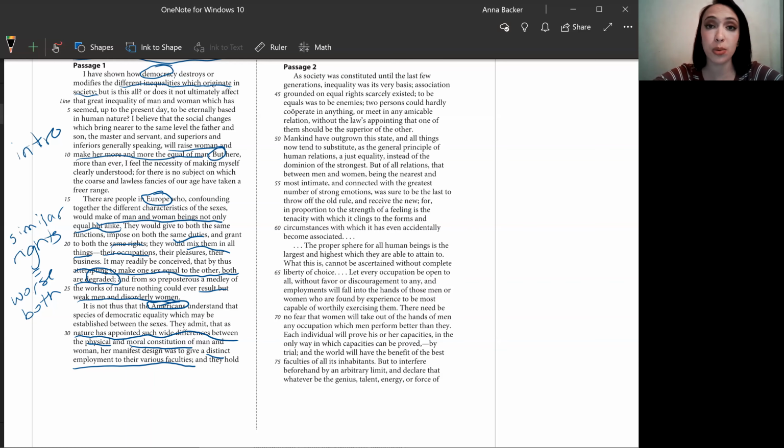So when we think of the word employment, we generally think about jobs or having work. So if we're thinking about the employment to their various faculties, it's the work that they can do with these traits that they have been given by nature.